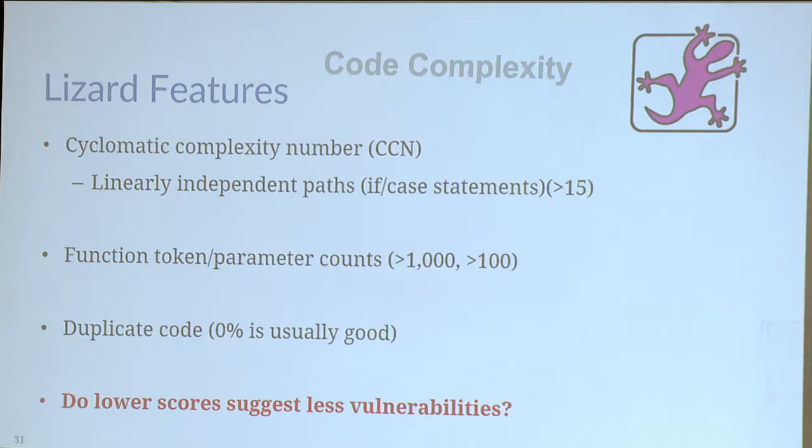Function token and parameter counts. If you've ever been in a compiler class and you had to make a parser, for example, you know how you parse the actual language, right? Well, if you have a larger function token count, like 1,000, that's really just a really big function, a really long one. Smaller functions might be looked on more favorably. Again, we're not making a decision here, but that's usually what we hear. Parameter counts. If you have a function that's taking over 100 parameters, you might want to use a data structure class. And finally, duplicate code.